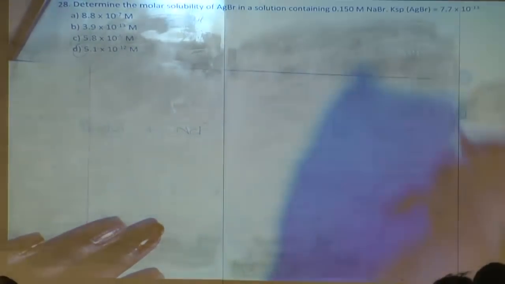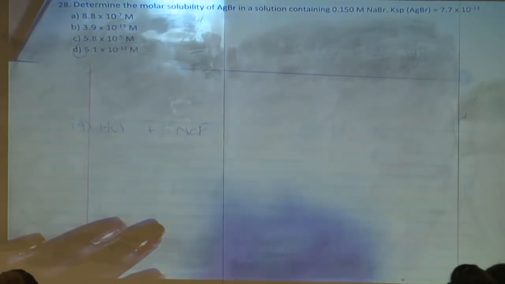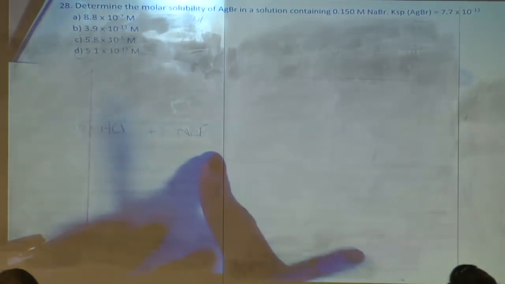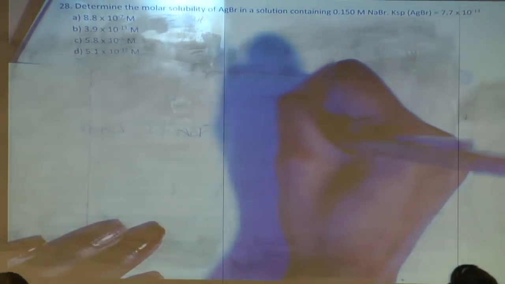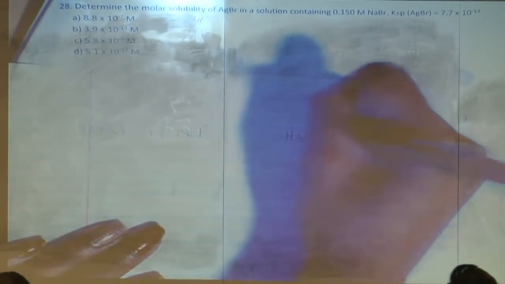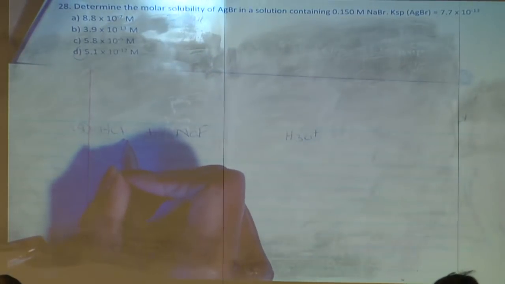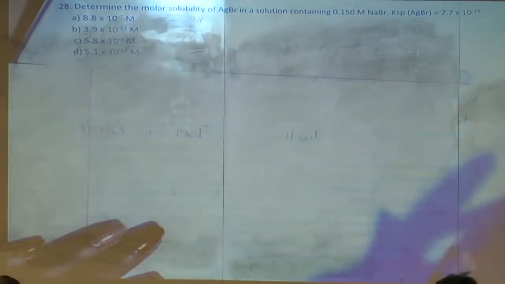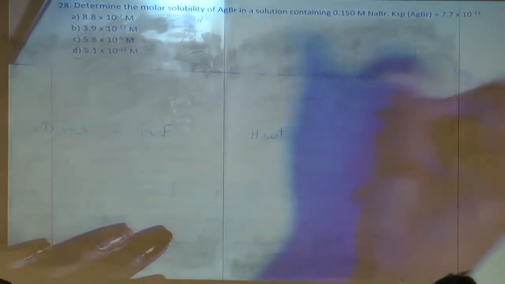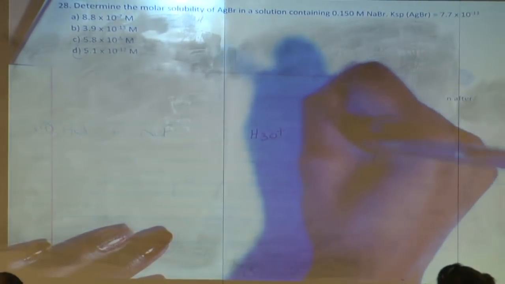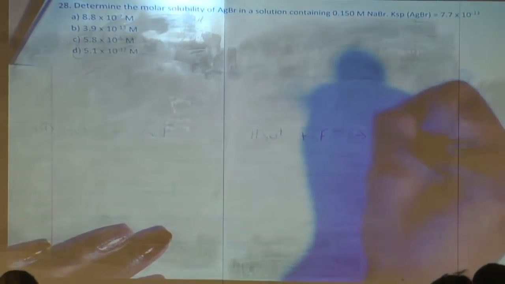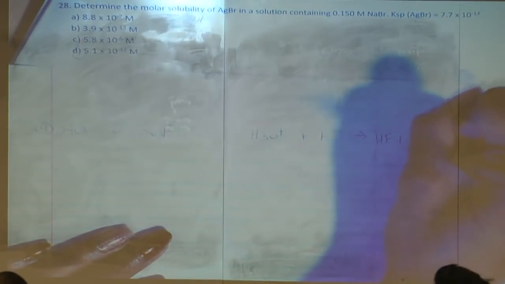The first thing we're going to do is write the reaction out. So HCl and NaF, and we're not going to write the Cl portion because Cl is pH neutral, so it's not going to affect the pH of the solution. Same thing for Na. So HCl plus F minus is going to create HF and water.